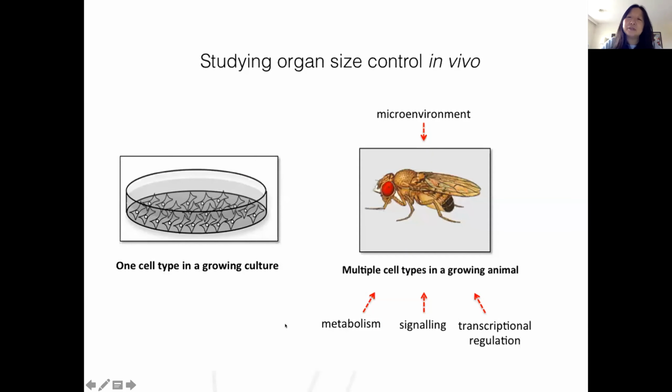In general, my lab is very much interested in the effect of non-autonomous cues from the microenvironment and how this impacts organ size control mediated by autonomous regulators such as metabolism, signaling, and transcriptional regulation. We utilize the fantastic genetic model organism, the fruit fly Drosophila, to answer these questions.